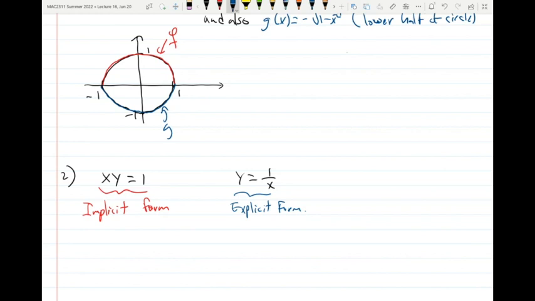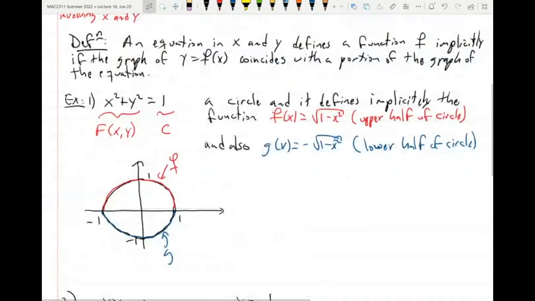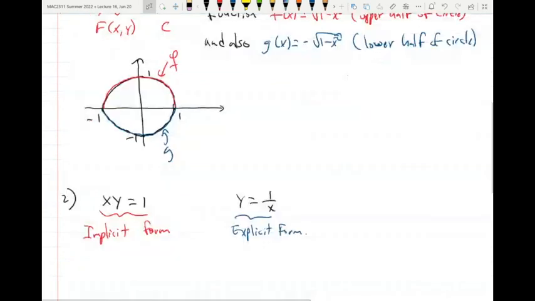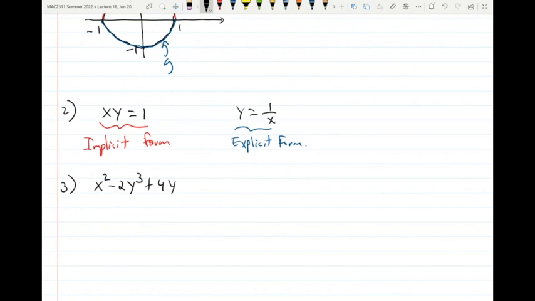Let me give you a less trivial example. So we already saw a circle. In the circle, you can get away because you can also solve for y. That's fine. You get two formulas, but that's okay. But how about if I give you something like this? x squared minus 2y cubed plus 4y equals 2.